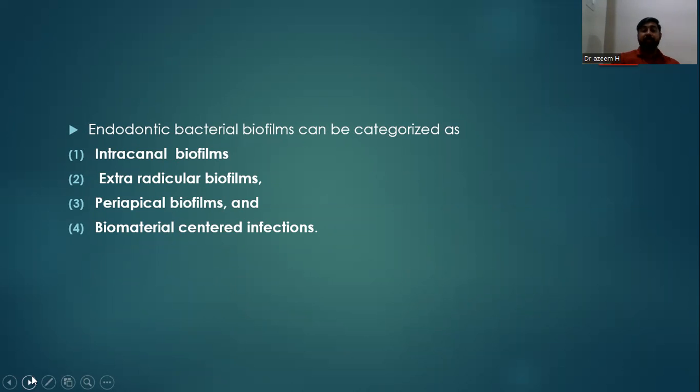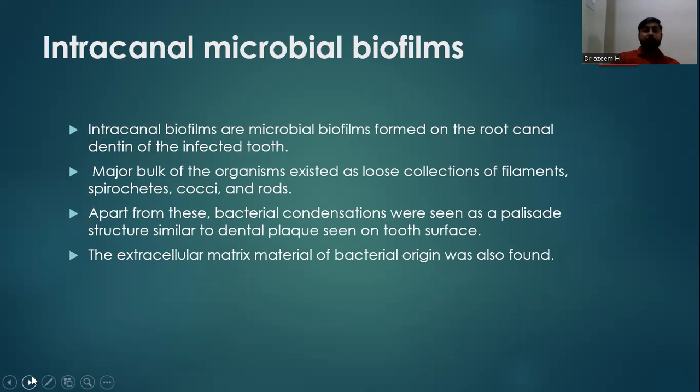These biomaterial-centered infections are also called foreign body-centered biofilms. Moving to intracanal microbial biofilms. Intracanal biofilms are microbial biofilms formed on the root canal dentine of the infected tooth. They consist mainly of loose collections of filaments, spirochetes, cocci, and rods. Apart from this, bacterial condensations were seen as palisade structures similar to dental plaque seen on tooth surfaces. In addition, extracellular matrix material of bacterial origin was also found in intracanal microbial biofilms.